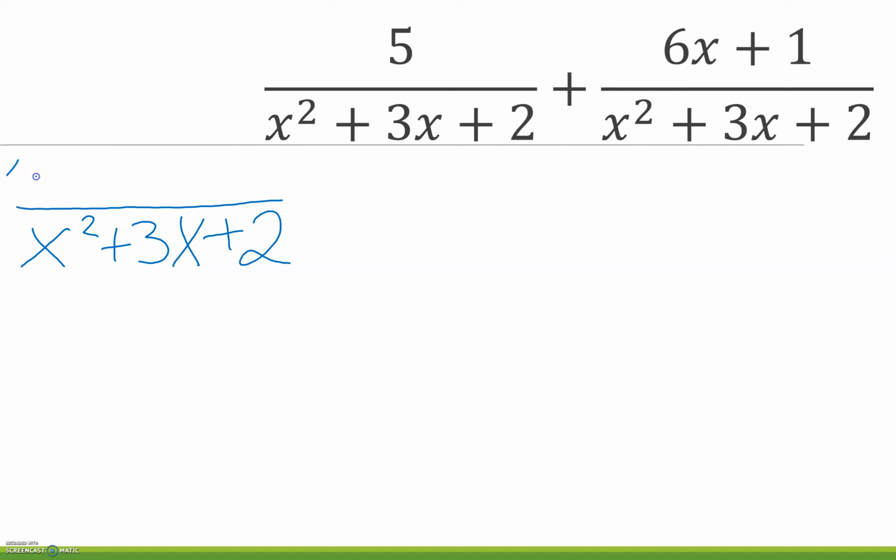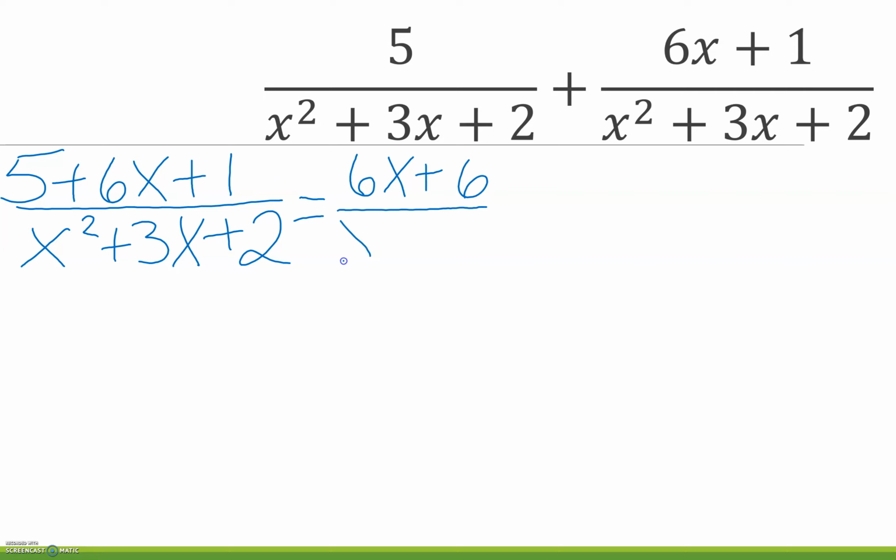So I have my 5 plus 6x plus 1. Now we want to combine any like terms in the numerator. And if we do that, we can combine the 5 and the 1. 5 plus 1 is 6. So we have 6x plus 6 over x squared plus 3x plus 2.